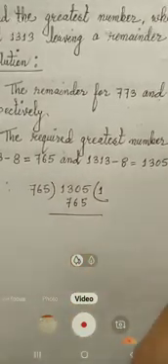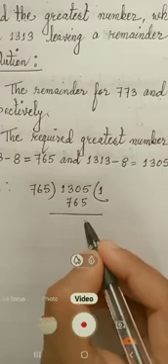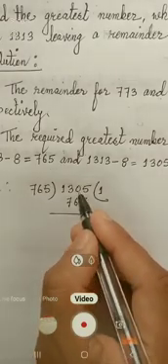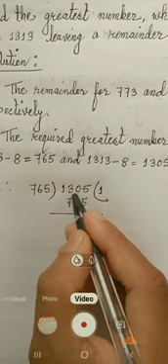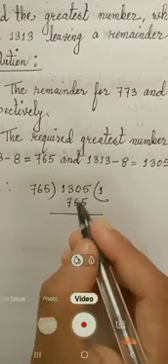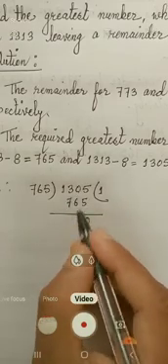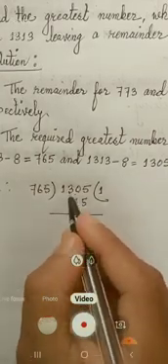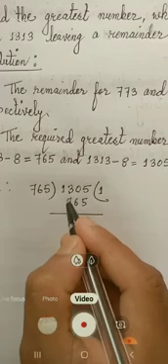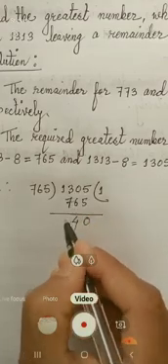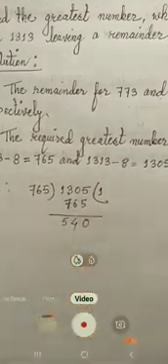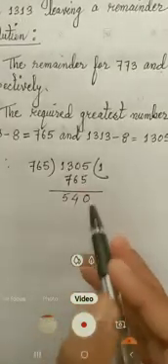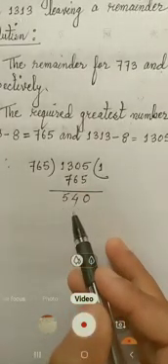This time we need to subtract. Subtracting 5 from 5 gives 0. It is not possible to subtract 6 from 0, so we borrow 1 from 3, making it 10. After subtracting 6 from 10, we get 4. Now what is left here? 2, then 12. Subtracting 7 from 12 gives 5 only. This time we get 540 as the remainder.